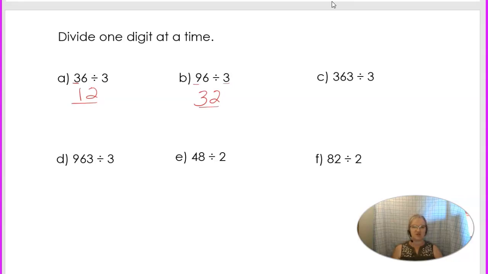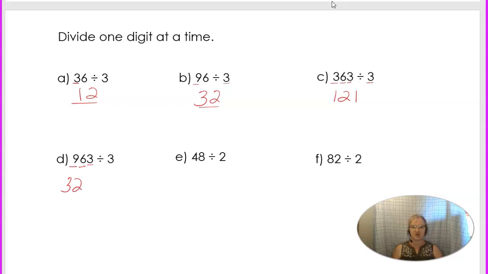C, we've got 363. 300 divided by 3 will be 100. 60 divided by 3 will be 20. And 3 divided by 3 will be 1. In D, we have 900 divided by 3 will be 300. 60 divided by 3 will be 2, or 20.